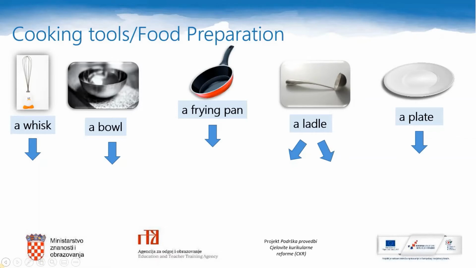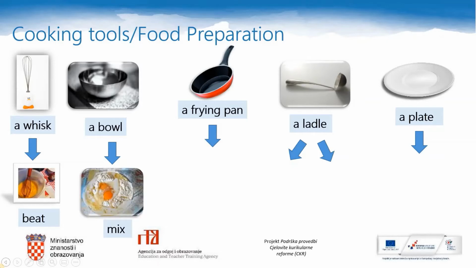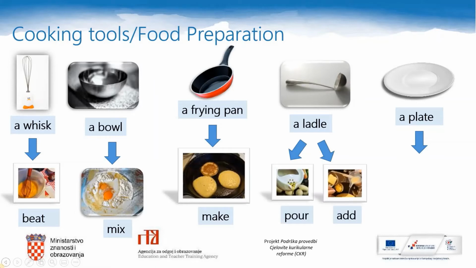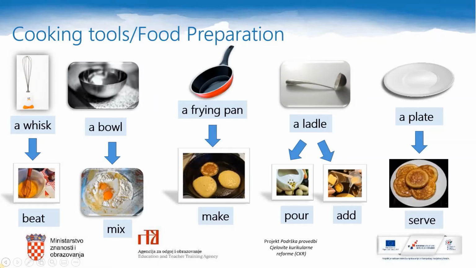What do we use these cooking tools for? Take a look. We use a whisk to beat eggs. We use a bowl to mix ingredients. We use a frying pan to make pancakes. We use a ladle to pour or add ingredients. And we use a plate to serve pancakes.